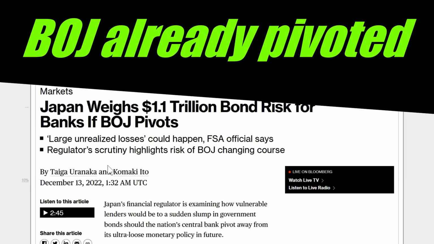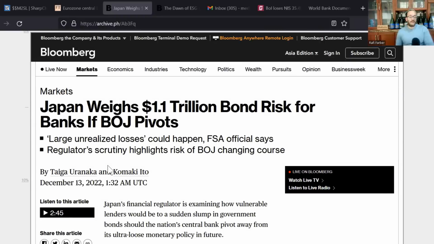Yeah. What about Japan? Japan weighs $1.1 trillion bond risk for banks if Bank of Japan pivots. Trust in a central bank is trust in its money substitutes, just like trust in any old bank in the 17th century was trust that its substitutes could be redeemed for the gold and silver deposited there. Ultimately, all currency rests on the value of gold and silver that it is exchangeable for. Otherwise, the currency is worthless.